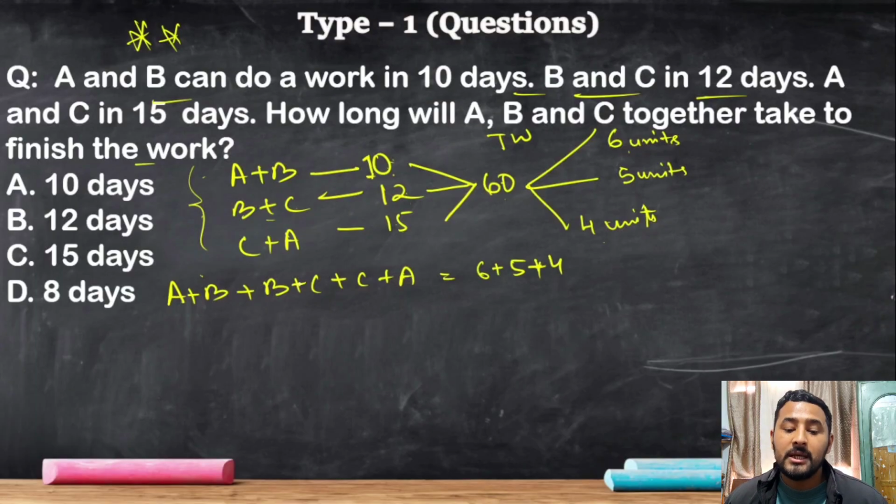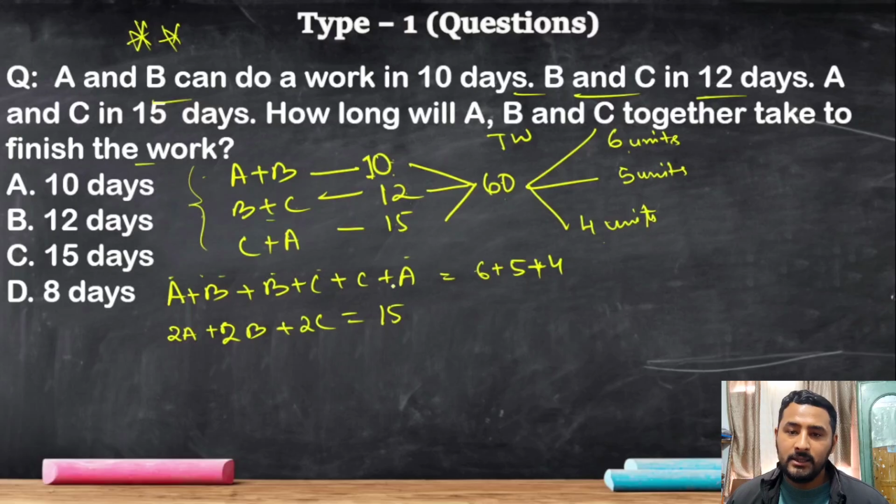Now see how many A's: 1A, 2A, and 2B, 2C. Can we take them common? We can do it like this: 2A plus 2B plus 2C. Simple mathematics. Then add 6 plus 4 plus 5, which is 15. Clear? Now we can see 2 is common everywhere, so you can take 2 as common. A plus B plus C is equal to 15.